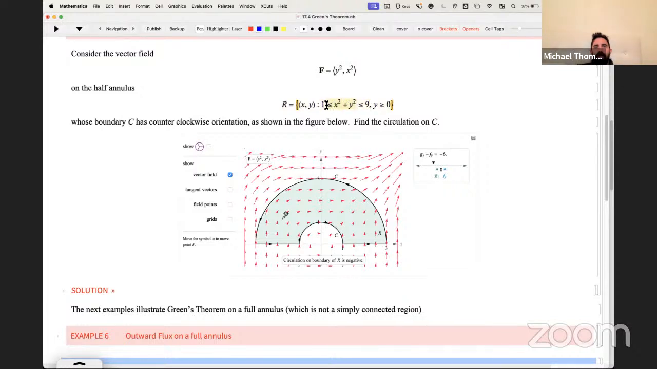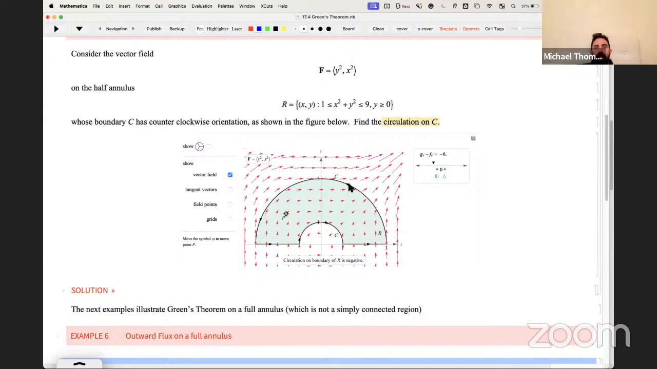Hopefully you can see that's greater than the disk of radius 1. I'm sorry, greater than the circle of radius 1 and less than the circle of radius 9, which gives us this region. And the fact that y is greater than 0 gets us in the top half. We're going to find the circulation on C. Okay, so this is C.